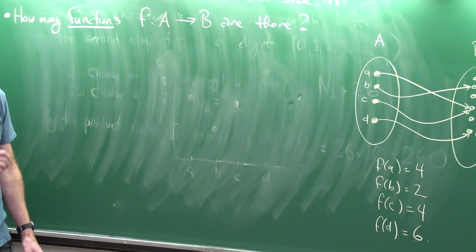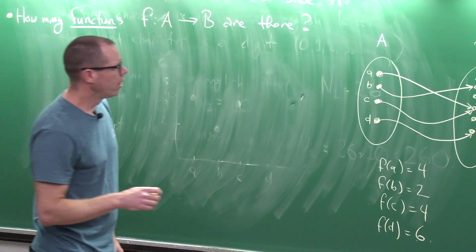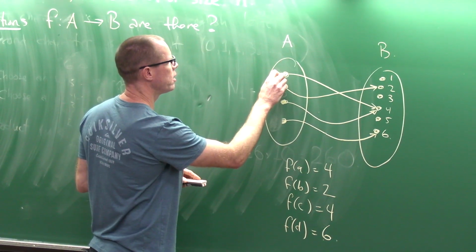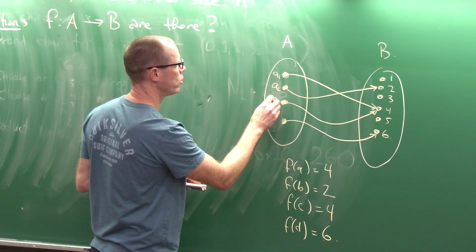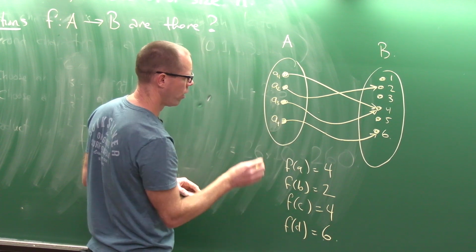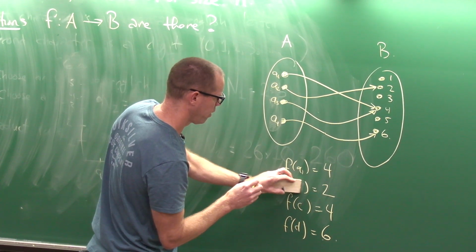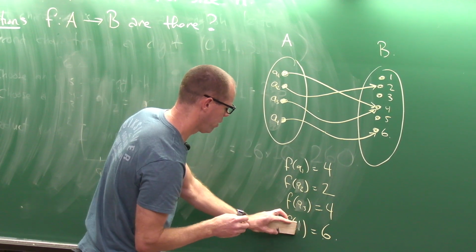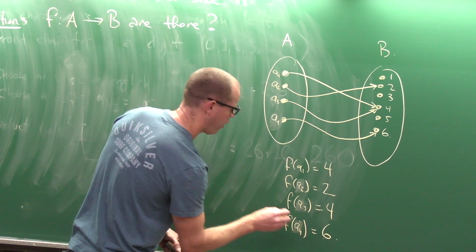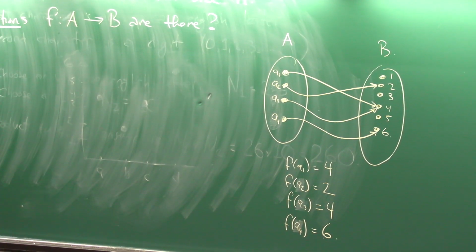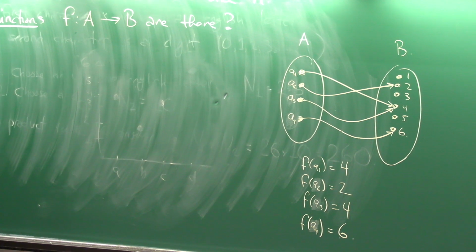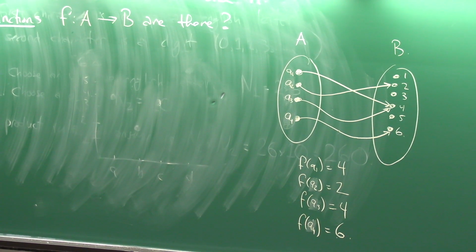Okay, so let's maybe change the notation a little bit. And instead of calling these A, B, C, D, let's call these A1, A2, A3, and A4. So can you think of a procedure? Can you describe a procedure for me for creating one of these functions? Yeah?